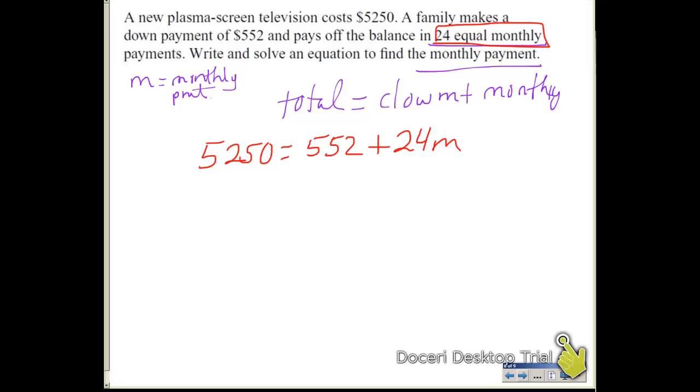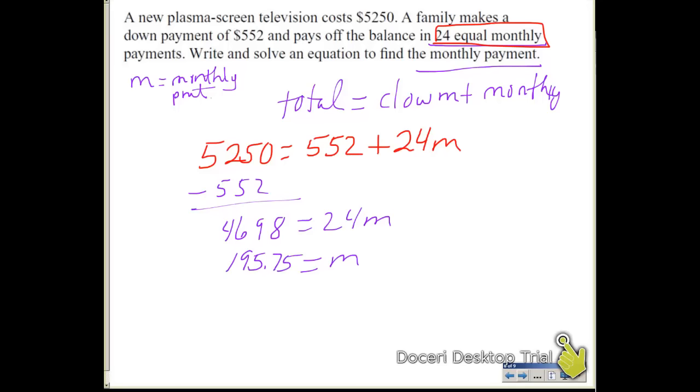The first thing I'm going to do is subtract the 552 over on this side. That leaves us with 4698 equaling 24 monthly payments. Divide both sides by 24, and we end up with a monthly payment of $195.75. And that should be their monthly payment for 24 equal months to pay off this plasma screen TV.